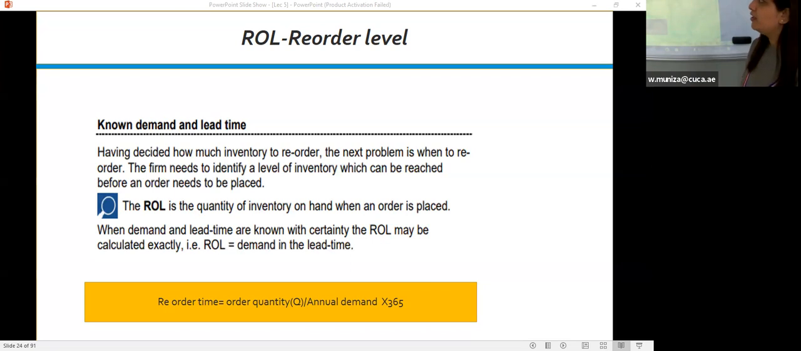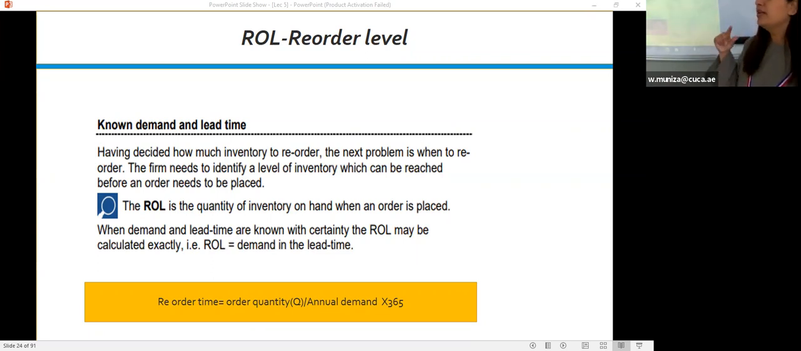Having decided how much inventory to reorder, the next problem is when to reorder. The firm needs to identify the level of inventory which can be reached before an order needs to be placed. The reorder level is the quantity of inventory on hand when an order is placed. When demand and lead time are known with certainty, the reorder level may be calculated exactly. That is, reorder level is equal to demand in lead time. So when you are required to calculate reorder level, if demand and lead time are constant, then your reorder level would be exactly the demand in the lead time.